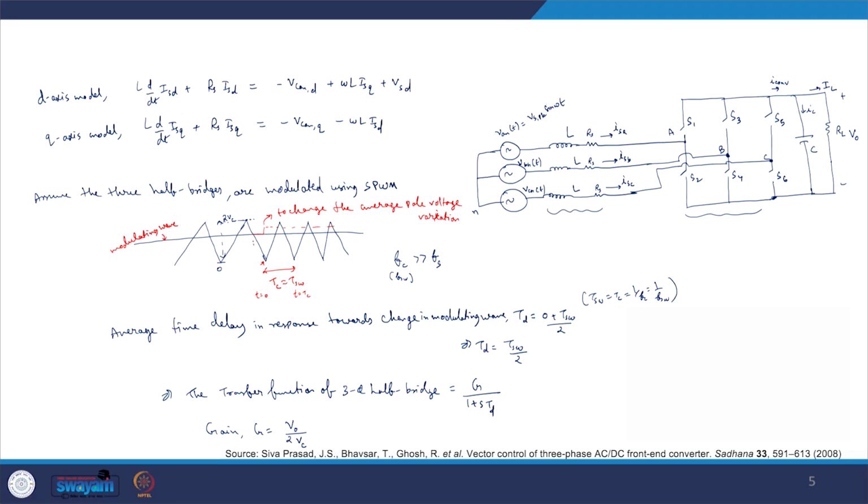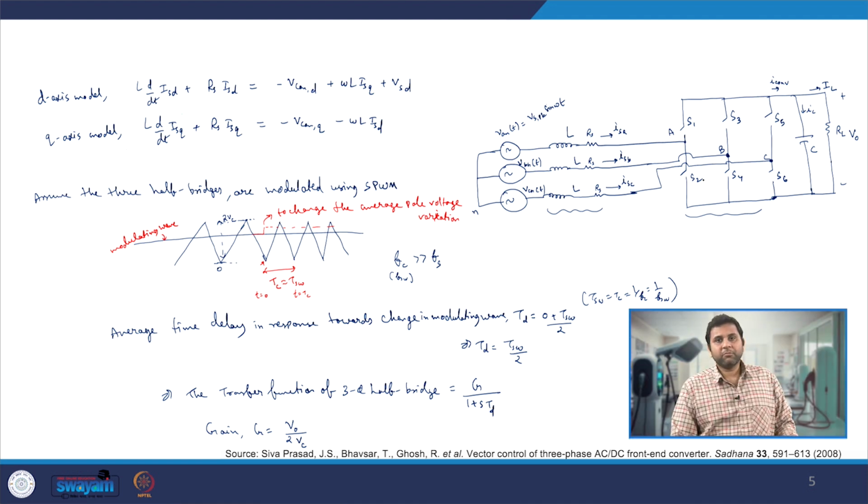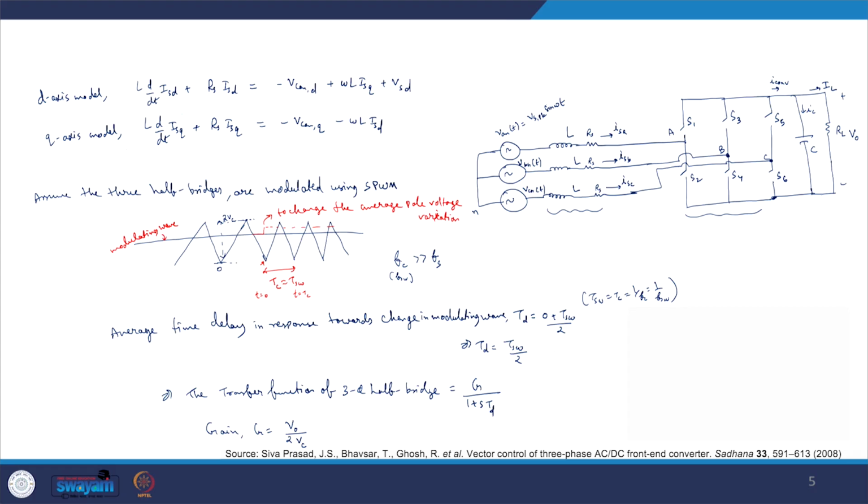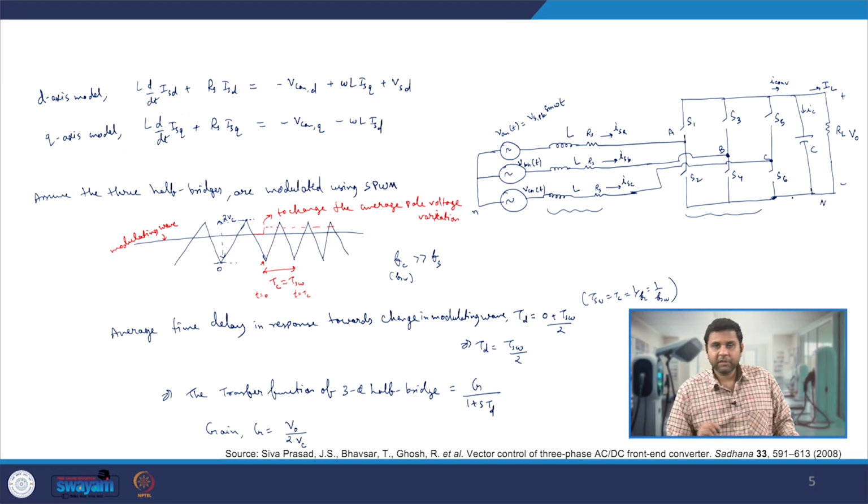Then whenever the modulating wave is at the least bottom, my carrier is always greater than the modulating wave, and that's when we turn on all the bottom switches, and then we apply the 0 voltage at the pole of this converter, that means VAN. If we take this as capital N, then the voltage VAN will be 0. So the gain I get is V0 whenever I make sure my modulating wave is equal to 2 Vc, and that's when we can define this transfer function as G by 1 plus S TD.